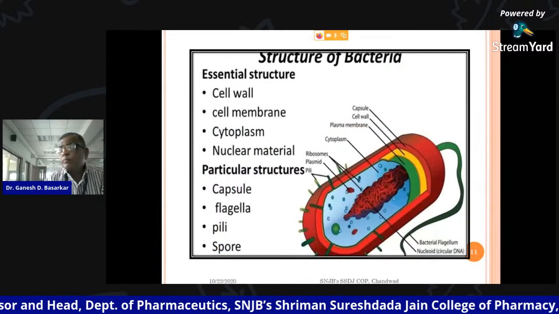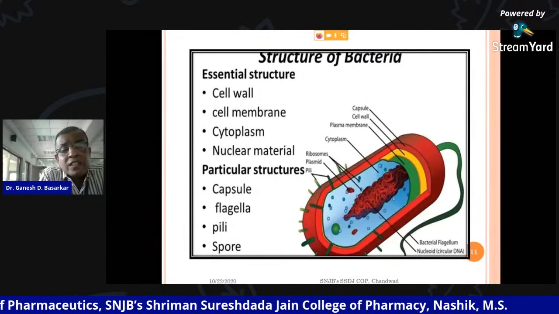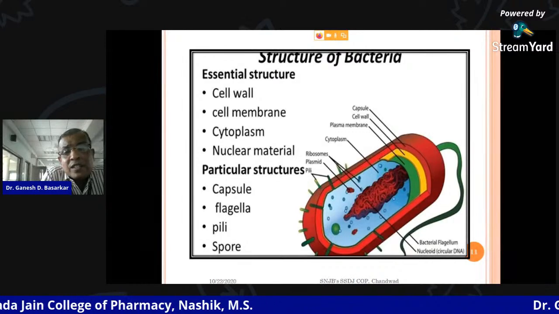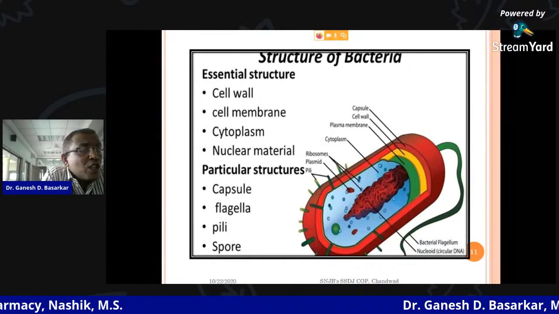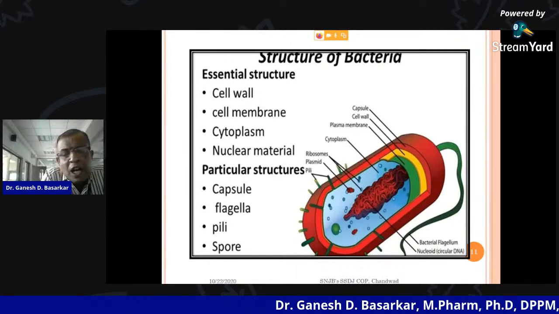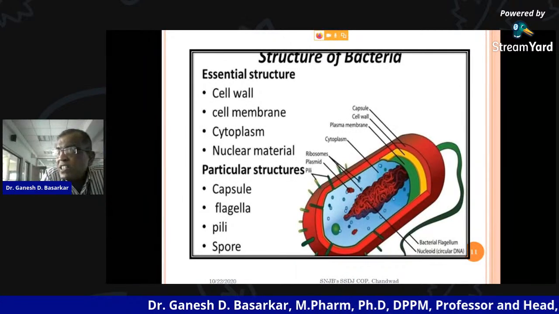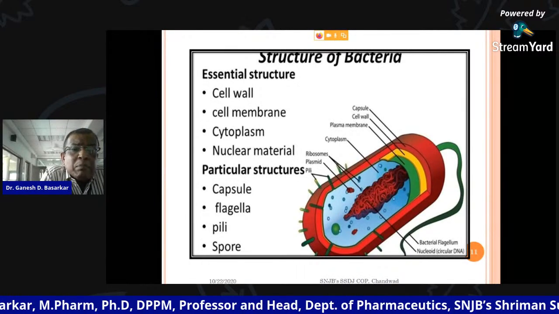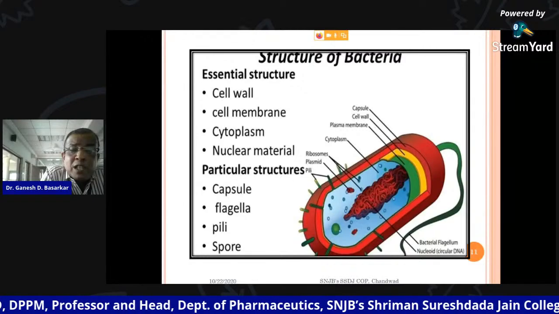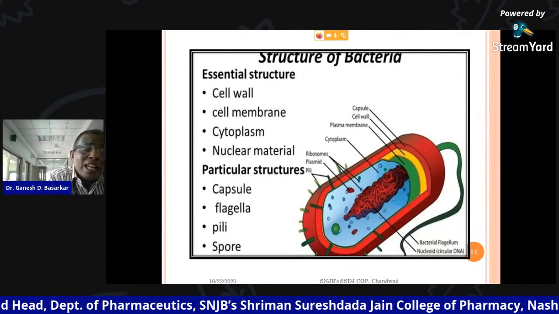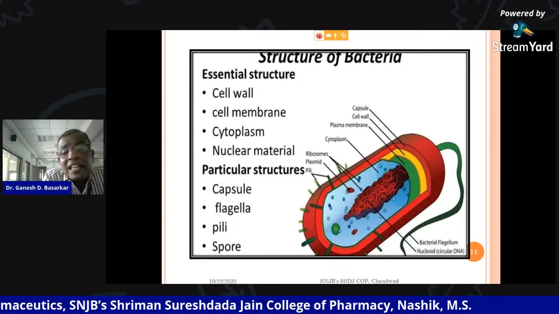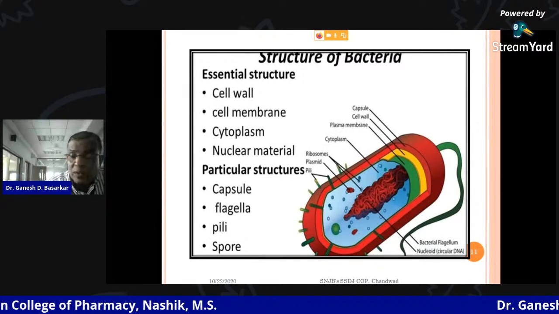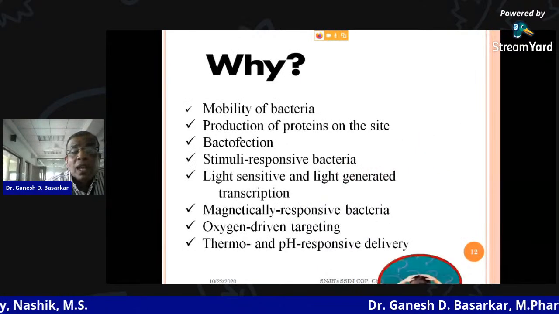Now, we know the basic structure of this. So why can't we utilize it? We studied bacteria in short: the various types of bacteria, the staining activities, the disease causing activities, how we can isolate them. But multidisciplinary functions will work all over the globe. How can we utilize these parts of bacteria as drug delivery systems, like capsules, as well as flagella, pili, and spores?